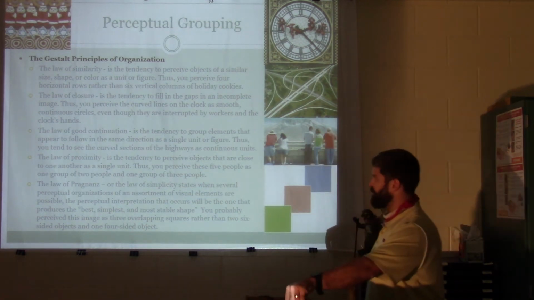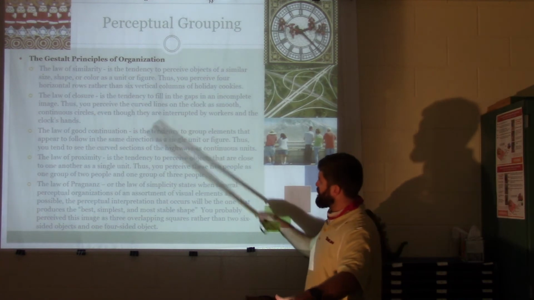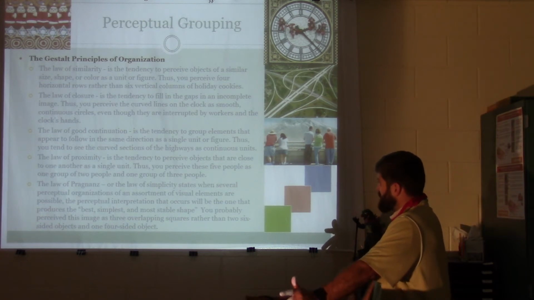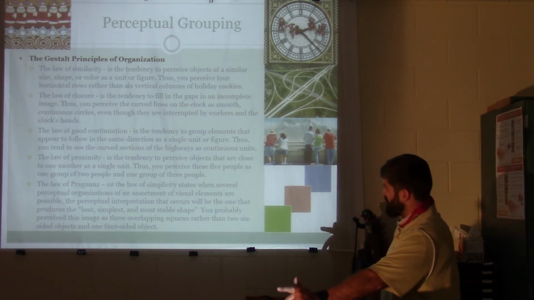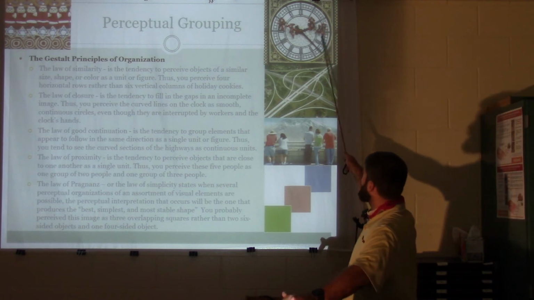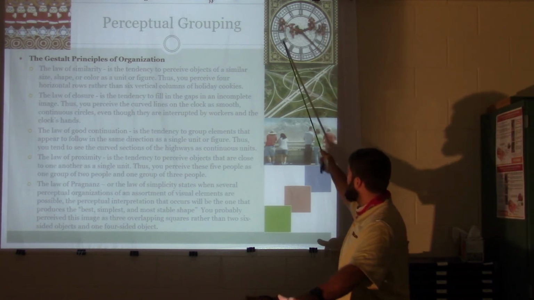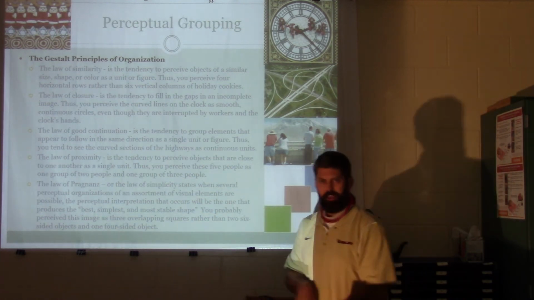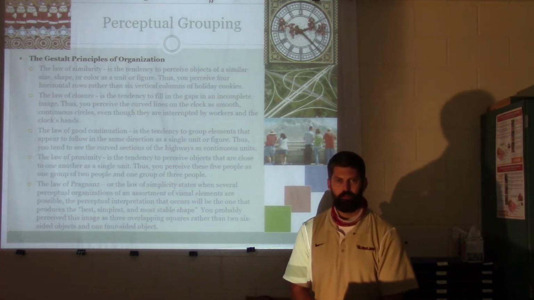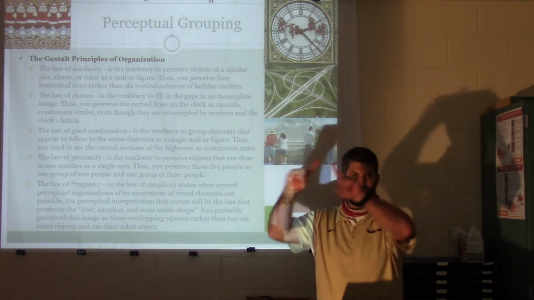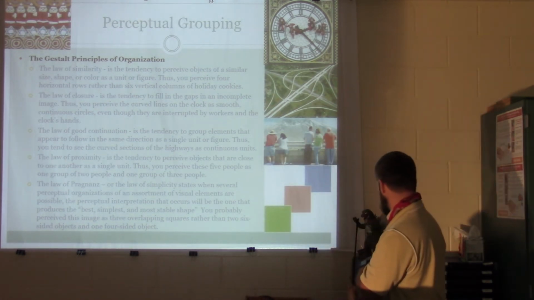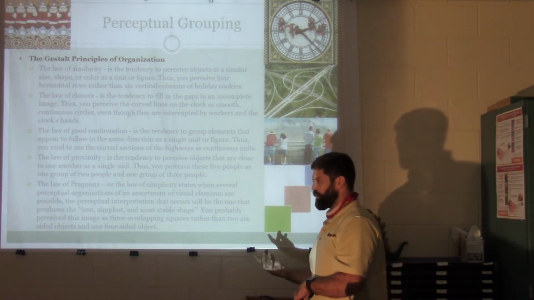It's easier that way. The law of closure is the tendency to fill in gaps in an incomplete image. Thus you perceive the curved lines on a clock as smooth, continuous circles, even though they are interrupted by the clock's hands. You know that these things will continue. You can close it off, the law of closure. If I showed you angles right now, you'd close it off, right?